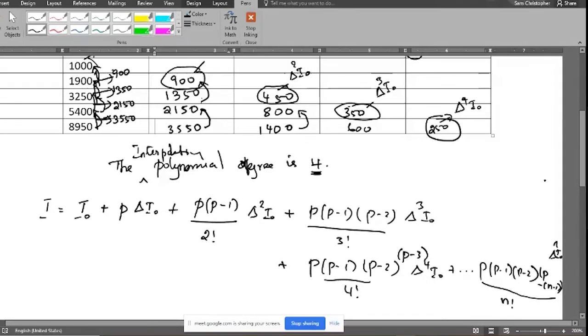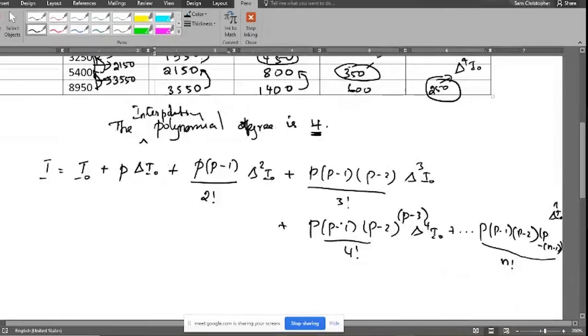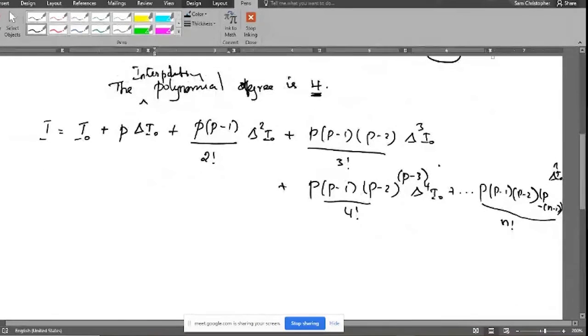Okay. Now all that remains is to substitute the values. Before substitution, we know delta I naught and I naught, but what is the value of P? H is the common interval. P is V minus V naught divided by H. This is the value of P.